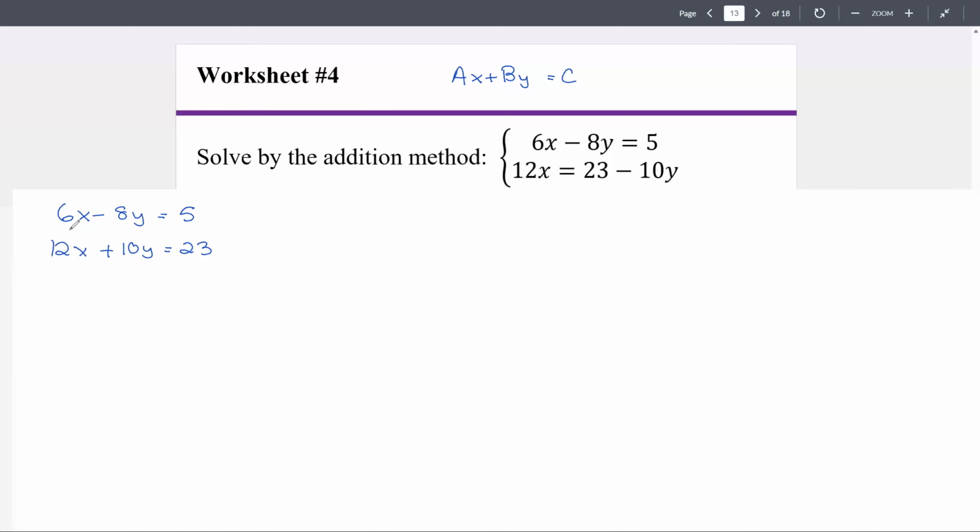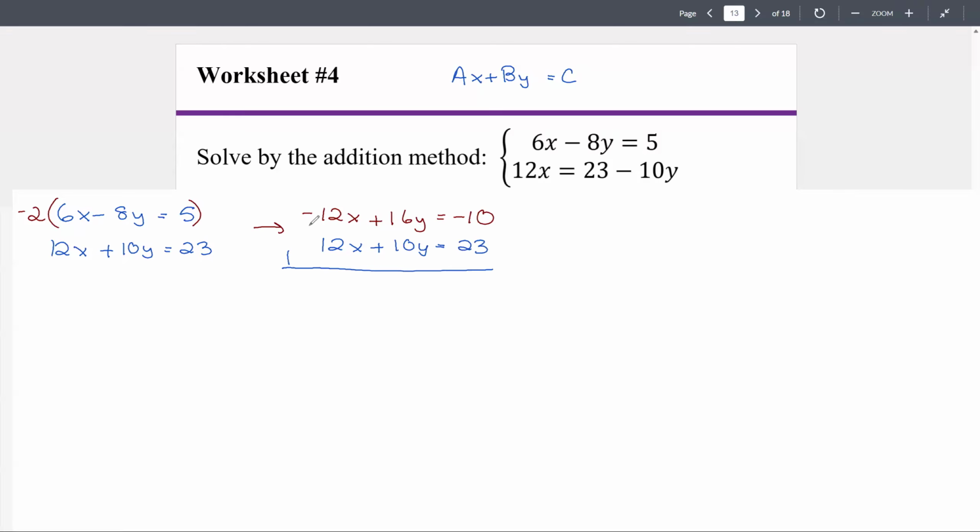Okay. So once again, it looks like x would be the easiest to get rid of because this is 12x and 6x. So all I have to do is multiply this by -2. So what we'll have is -2 times 6x is going to be -12x. -2 times -8 is going to be plus 16y. -2 times +5 is going to be -10. And then the bottom one stayed the same. So we have 12x plus 10y equals 23.